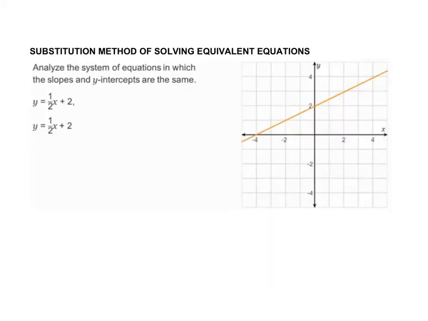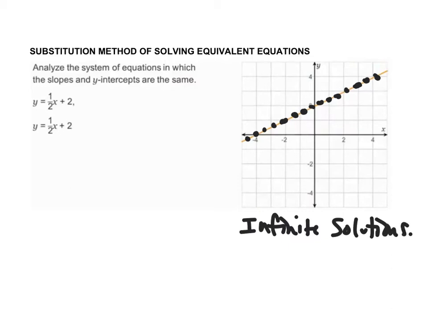On this page, you have to analyze a system of equations in which the slopes and y-intercepts are the same. So notice how you have two of the exact same equation. Notice how when you graph them, you only have one line, and that's because both lines are directly on top of each other. So graphically, when the lines are on top of each other, how many points of intersection do they have? This would be infinite solutions.